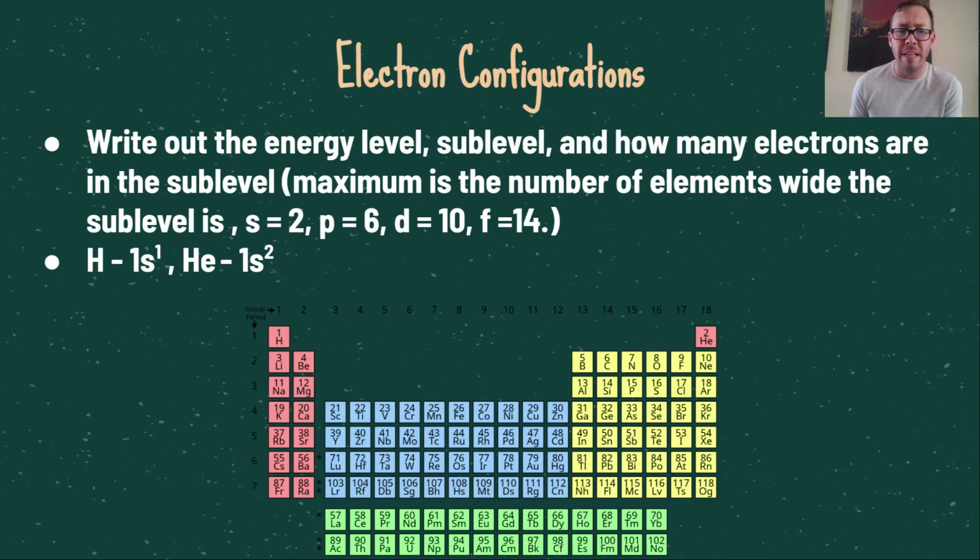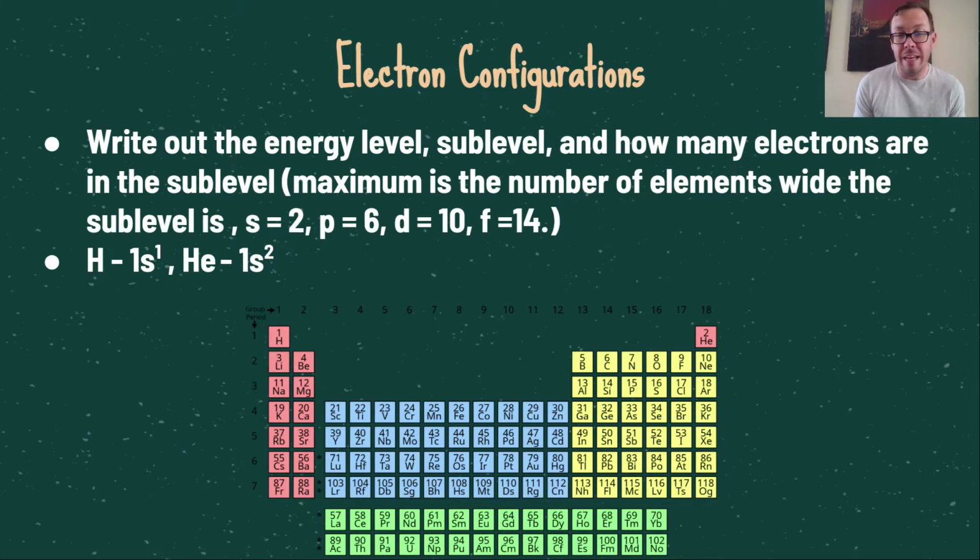So if I want to write the electron configuration for hydrogen, I need to write out the energy level, which is 1. I need to write out the sublevel, which is S, and it is in the first group of the S block, so it has one electron in it. So its electron configuration would be written as 1s1.